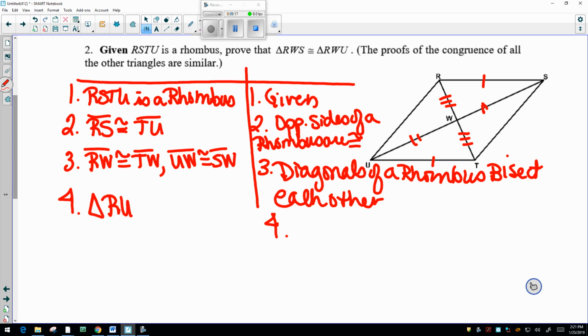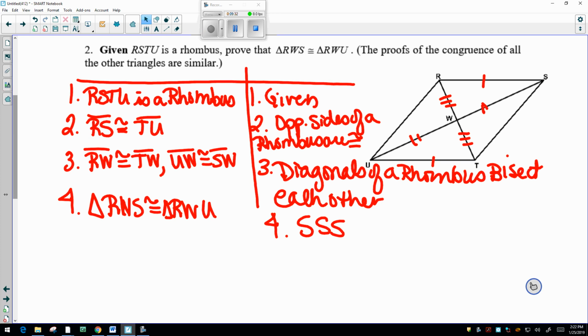That is enough information. So I can say triangle RWS is congruent to triangle RWU, and our reason here is side, side, side.